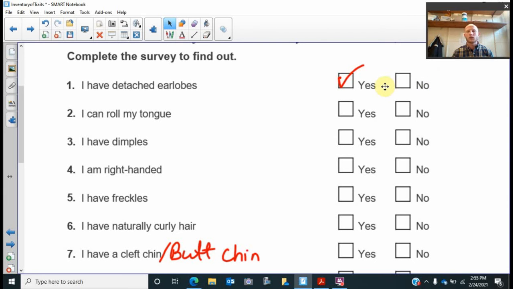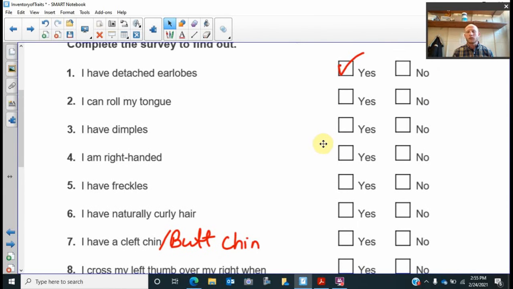So what it meant was you are a genetically unique individual because of your order of this. A lot of people have detached earlobes. A lot of people have attached earlobes. A lot of people can roll their tongues. A lot of people can't. A lot of people have dimples. A lot of people don't. A lot of people are right-handed, and so on and so forth. However, it's the combination of these that makes us unique.